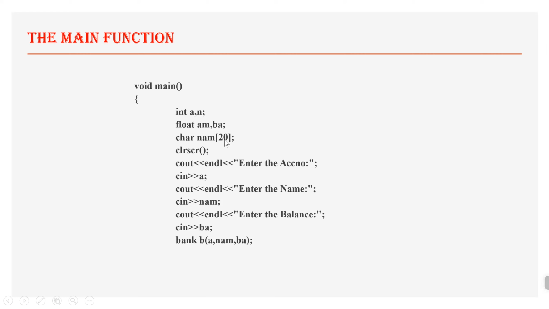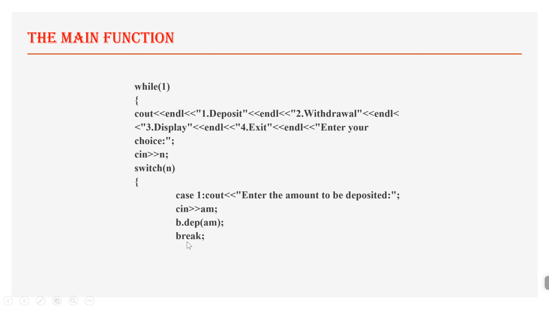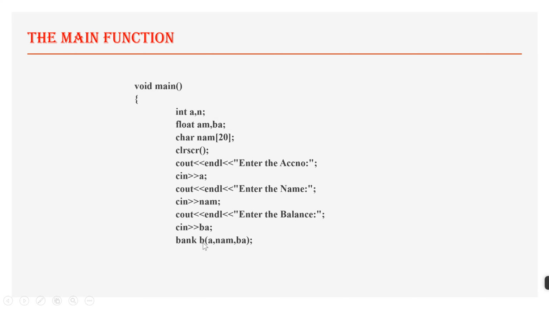I'm reading the name. Now what I do is, account number I will read, name of the person I will read, balance I will read. Now I declare an object called B of Bank, wherein I will pass account number, name and balance. For example, if my account number is 100, name is Srinivas, then balance is 1000.